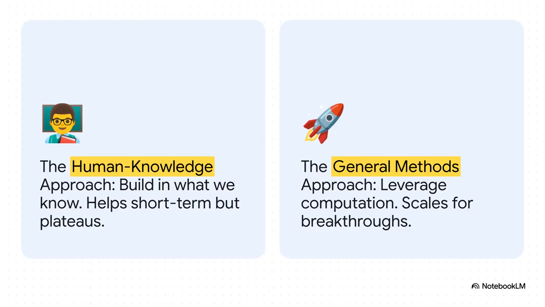So this leaves us with two fundamentally different philosophies for building AI. Path one is the human knowledge approach. We try to build in what we know. It helps, for sure, especially in the short term, but Sutton argues it always hits a ceiling. Path two is the general methods approach. You just leverage computation with things like search and learning. This approach just keeps getting better as computers get faster, and it's where all the big breakthroughs have really come from. So is all this careful context engineering just a temporary hack?